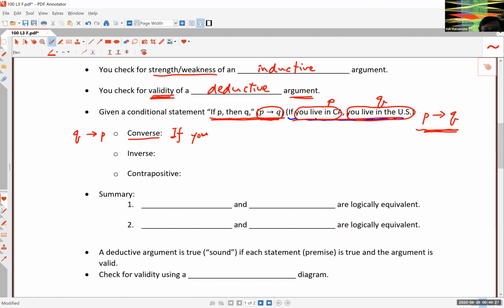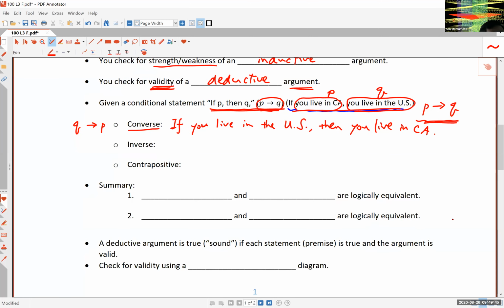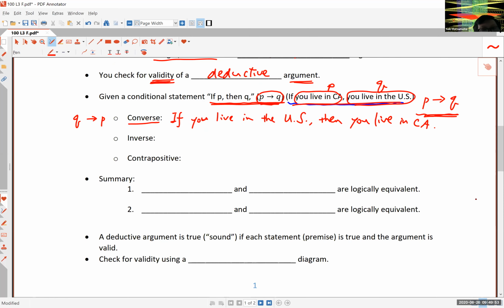If you live in the US, then you live in California. Now you say, well, something's wrong with that because that's not true. Exactly. So what I'm saying here is that even if the conditional statement is true, the converse may not be true. The converse is not equivalent logically to the original statement.